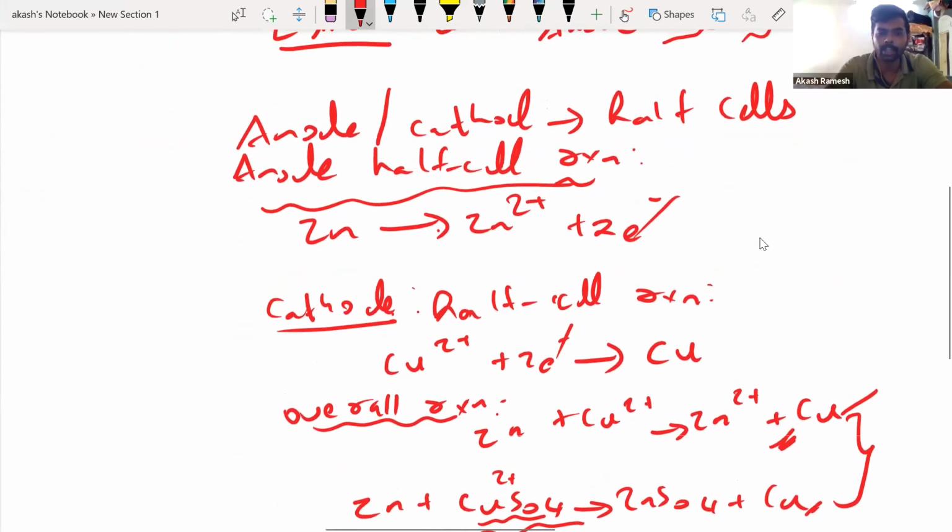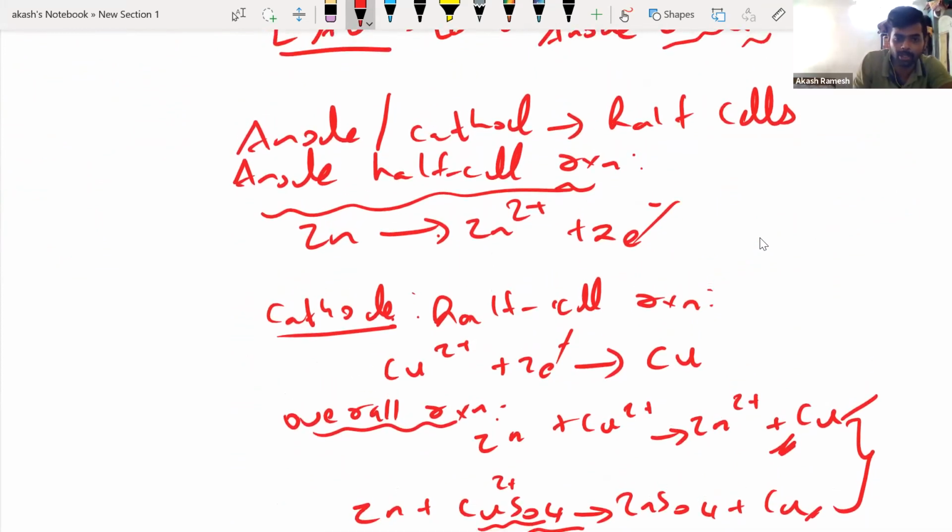Now, you can ask me, sir, where are these 2 electrons coming from? Copper accepting 2 electrons to form copper. Where are these 2 electrons coming from? Can you think and answer this question? Through the wires. Absolutely. From the wires. What is the source of it? The anode, ZnSO4 solution, that is ZnSO4. Absolutely right. You see that the zinc is losing 2 electrons.